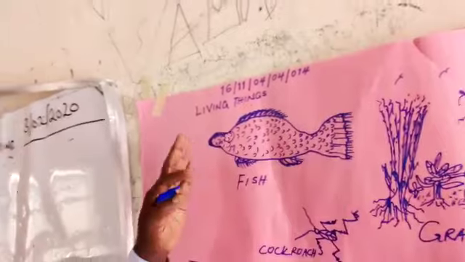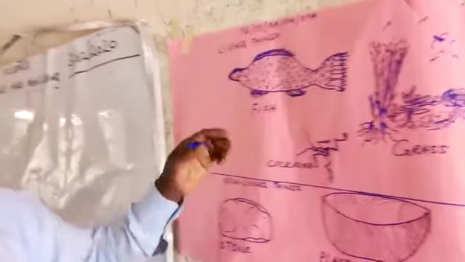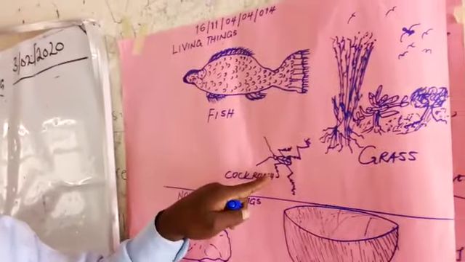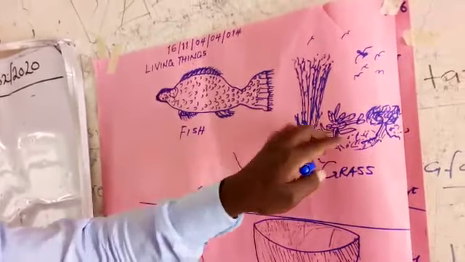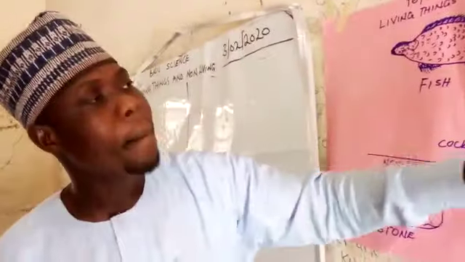For example, under living things, we have animals in these categories. If we see our chart, we can see fish as a living thing. Cockroach is an insect. It's also a living thing. We have grasses and plants, trees, shrubs, and so on. All of them are living things.